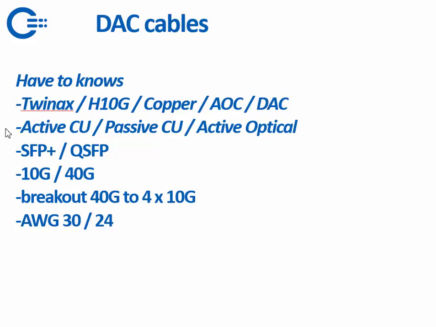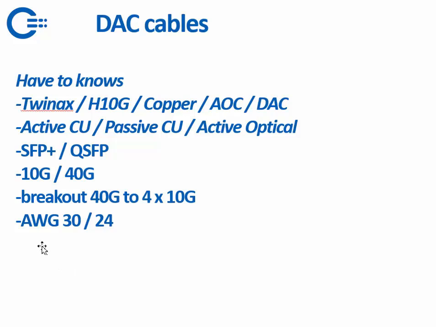There are different techniques. You've got active copper, passive copper, and active optical. We'll go into that a bit later. They are in SFP+ and QSFP. There are XFPs on the market as well, but the market is really slim for that, so we don't supply them at this moment. They are available as 10 gig and 40 gig, and the 10 gigs can function on Fibre Channel as well. There are breakout cables from QSFP 40 gig to 4x10 gig. We'll go into that a bit later. I'll show you a couple of examples.